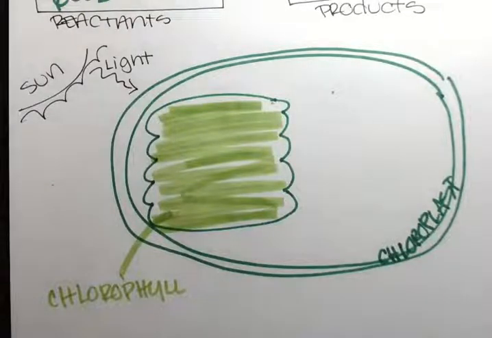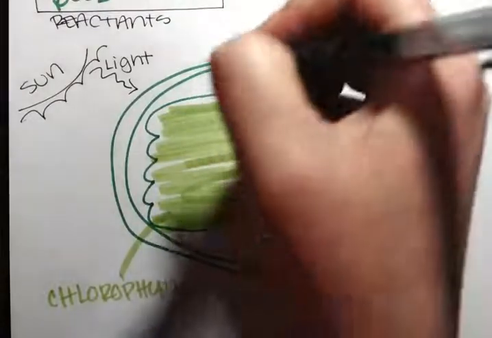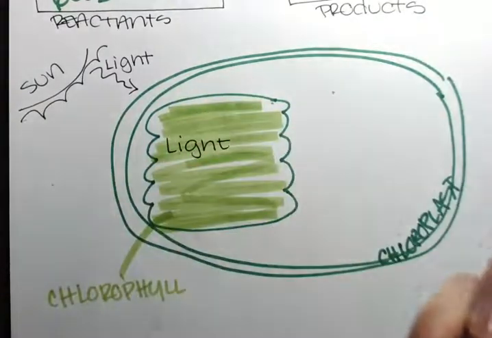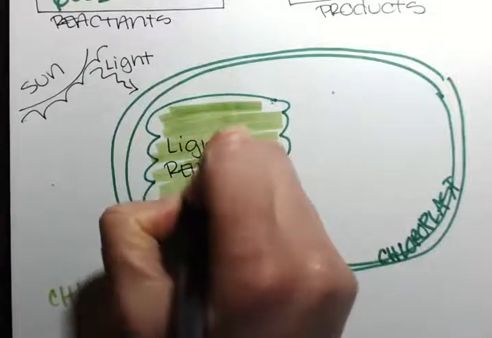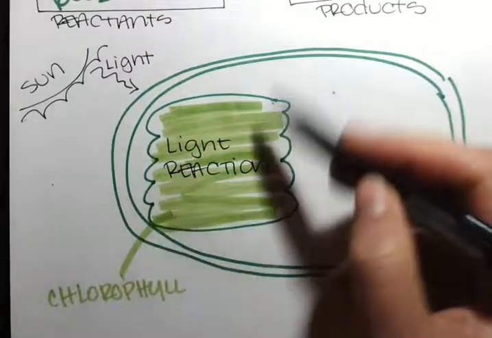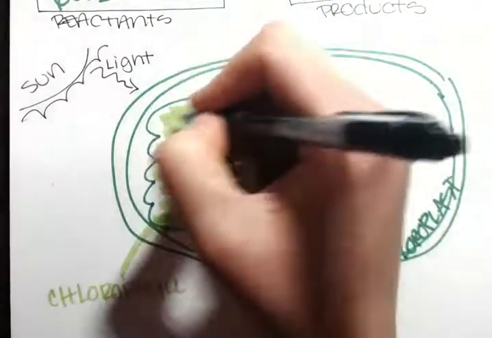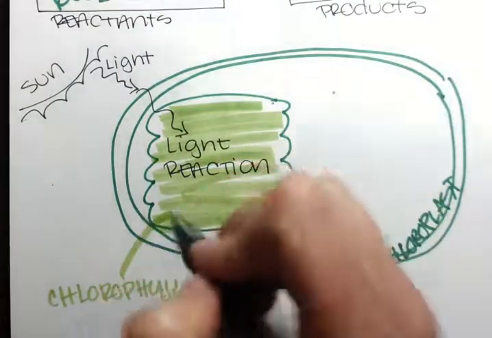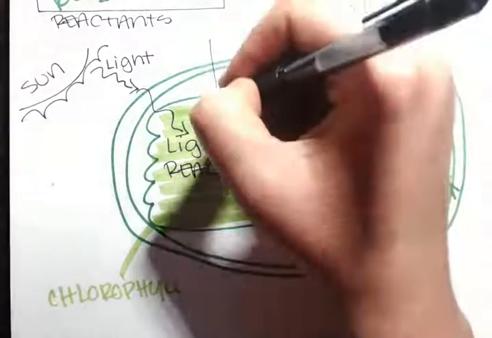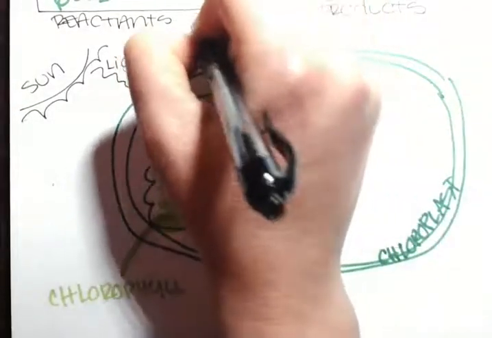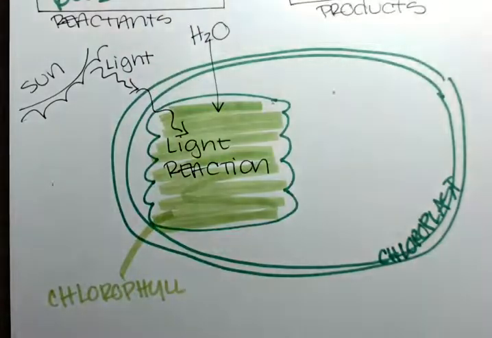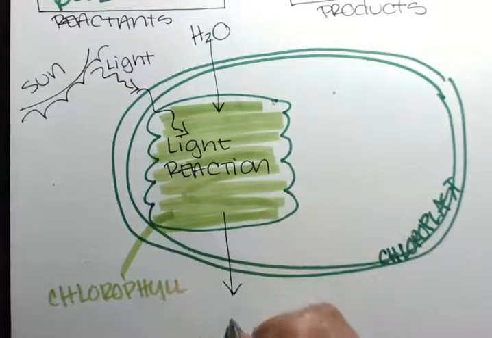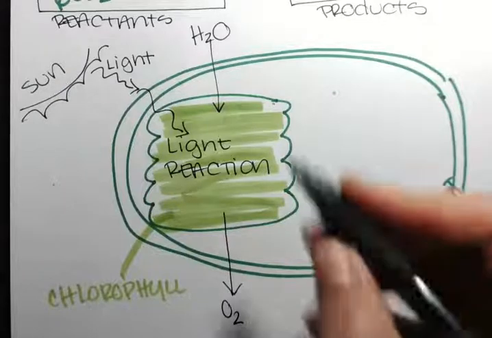So let's take a look at what processes are occurring here. So the first stage is what we call the light reactions, or light-dependent reaction. And it occurs in the grana. It requires light, so the light comes in. It strikes the chlorophyll, and some electrons get excited. This step also requires water, so this is where the water comes in. The water, the light, a bunch of chemical reactions. Oxygen is produced as a byproduct.